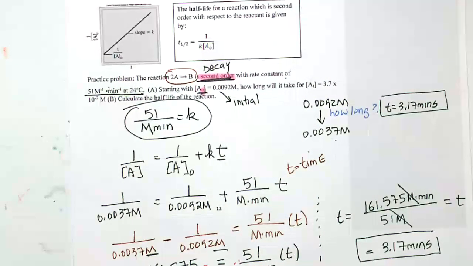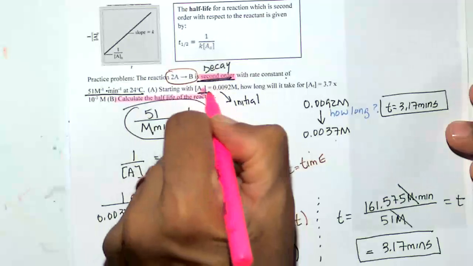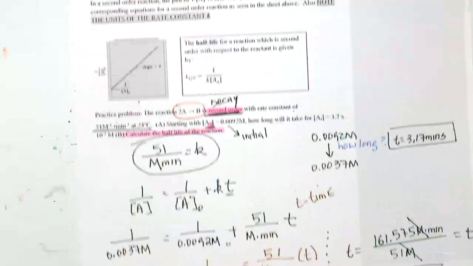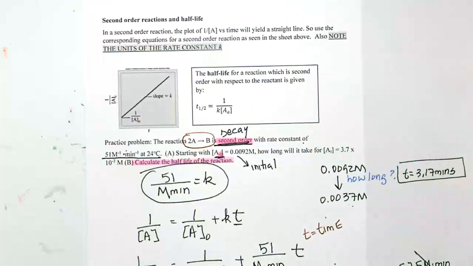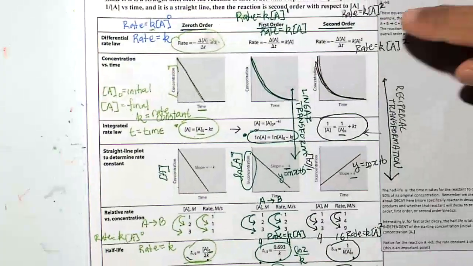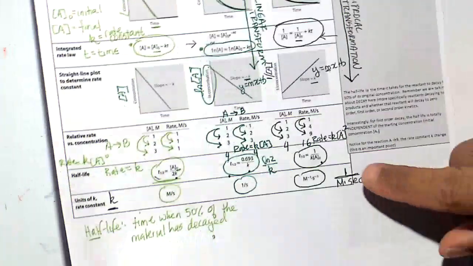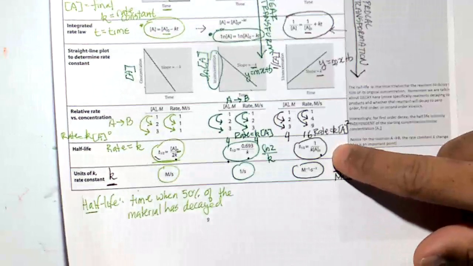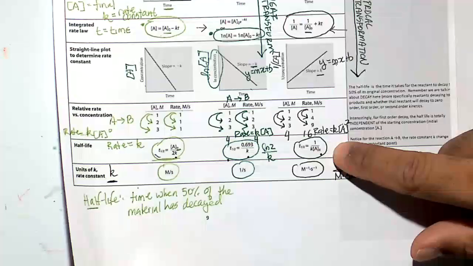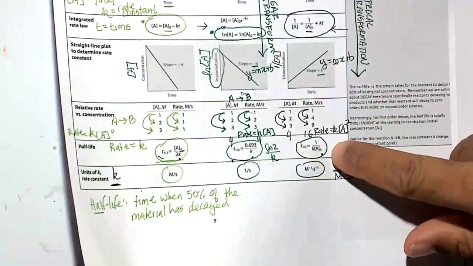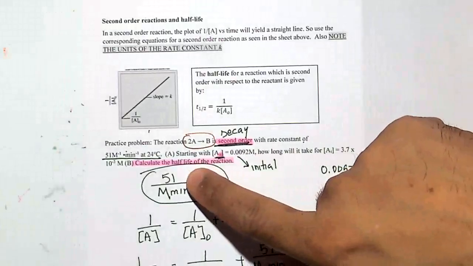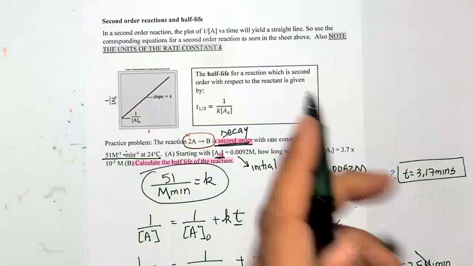All right, let's do part B for this problem. Calculate the half-life for this reaction. And again, we don't need to do anything in terms of memorization. We'll have this sheet for us. It tells us it's second order. So the half-life is the time it takes for 50% of this thing to be gone. And this is the equation we'll use. Second order, half-life.